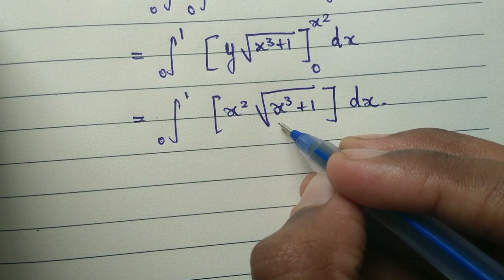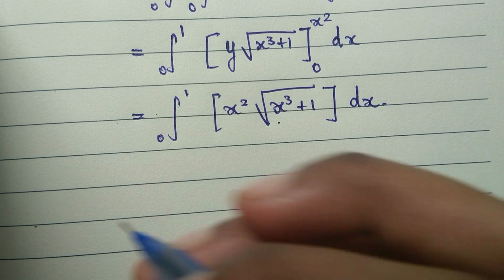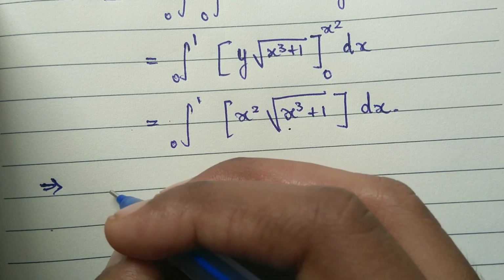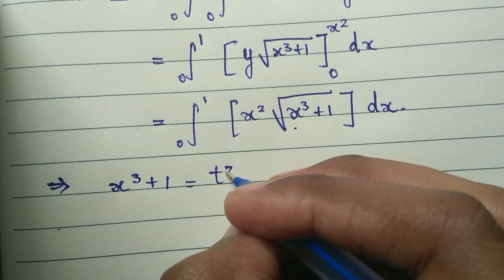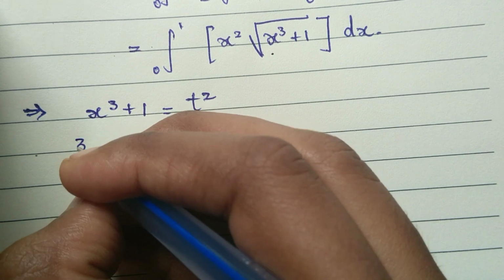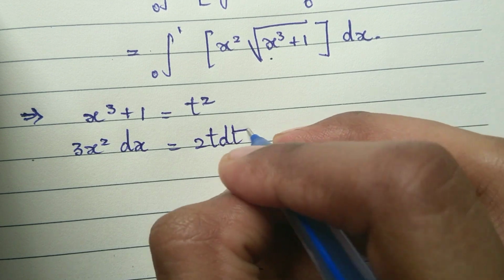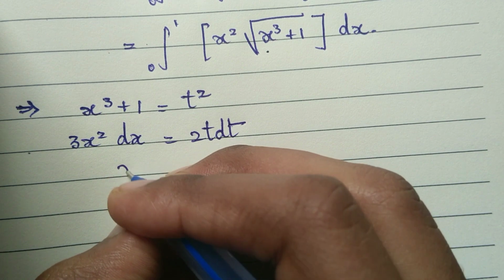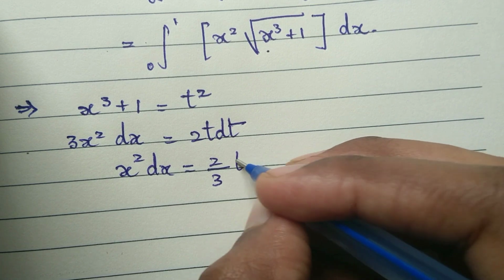Now this term is a little complex to integrate in one step, so we'll be writing it separately. Now for this, let's take a new variable called t, and let x cube plus 1 equal to t square. Now if we differentiate this, we get 3x square dx equal to 2t dt. Now switching the variables, we get x square dx equal to 2 by 3 t dt.